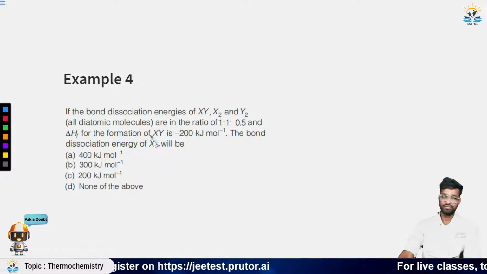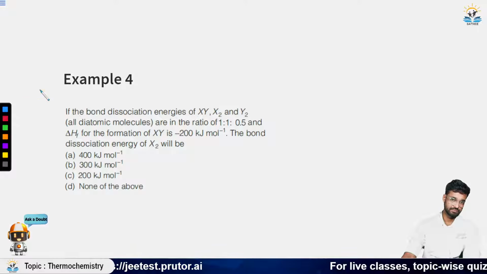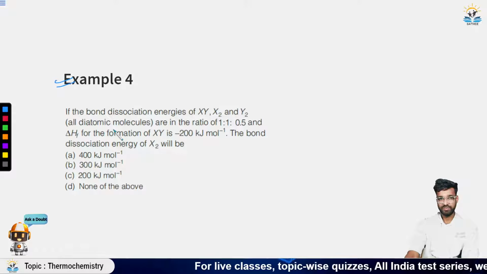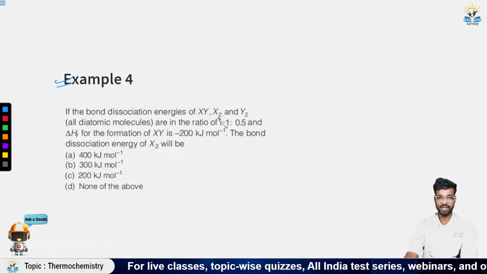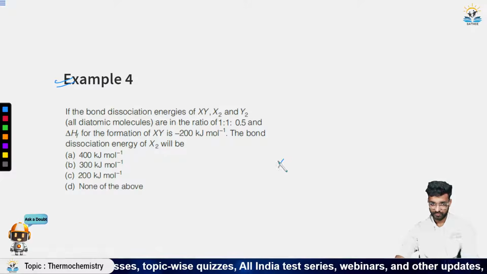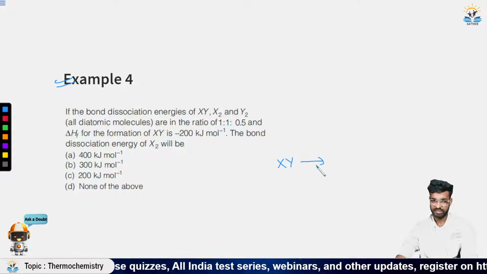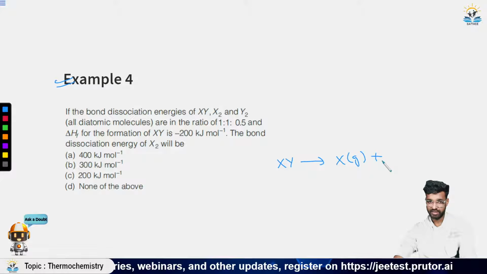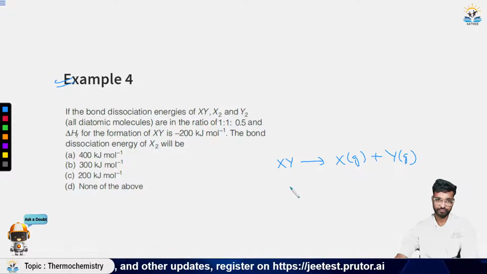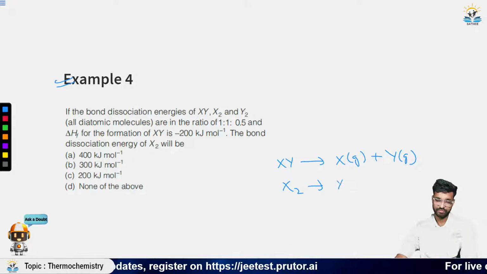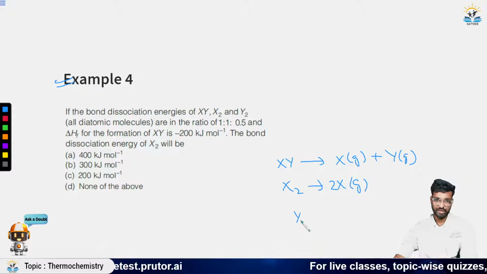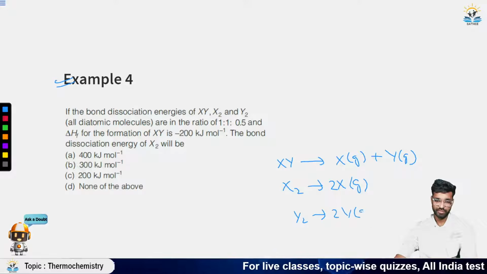Now let us move to the fourth question. What is the fourth question? It says that we have the bond dissociation energy of XY, X2 and Y2. So for bond dissociation energy, we have to break 1 mole into its gaseous atoms. So we have to take only 1 mole. X2 gives 2X gaseous. Then Y2 gives 2Y gaseous.